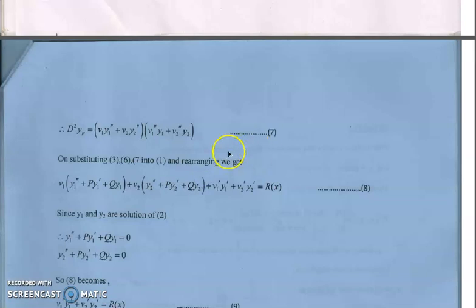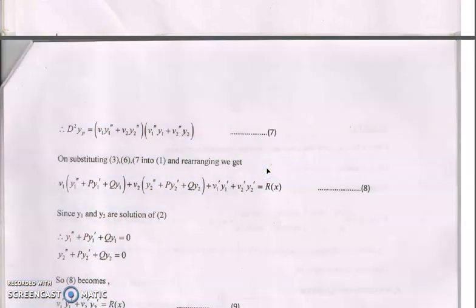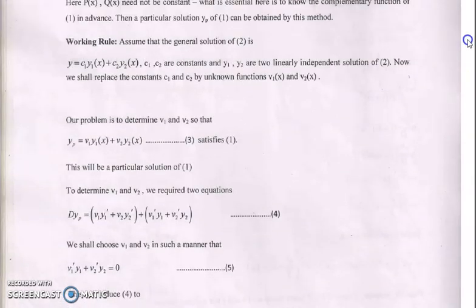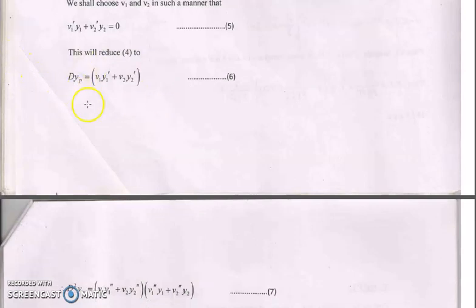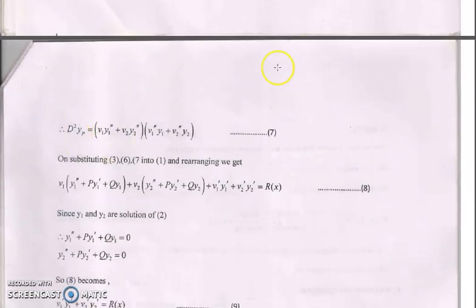On substituting 3, 6 and 7 into 1 and rearranging, we get the following. Just observe very carefully: this one is your equation number 3, this one is your equation number 6, and this one is your equation number 7.